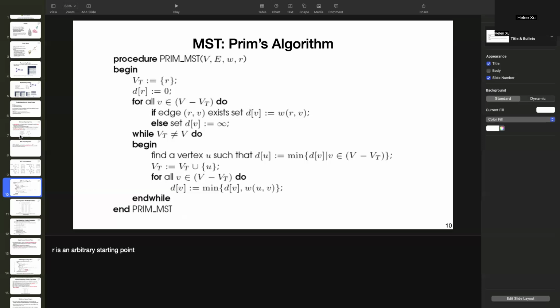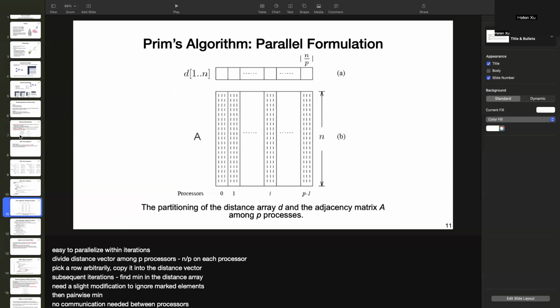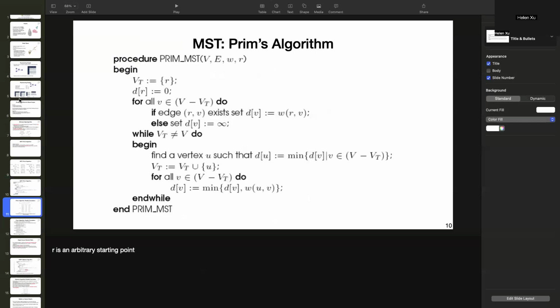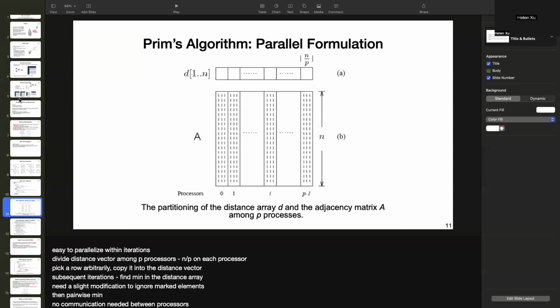Good so far? The way you do this in parallel: the outer loop is serialized because there is a dependency there. But we can parallelize the part which is finding the min, and we also parallelize the part which is updating the distance vector for everything remaining. This is how you imagine doing the parallelization, where each of these block columns is separate data parallelization.